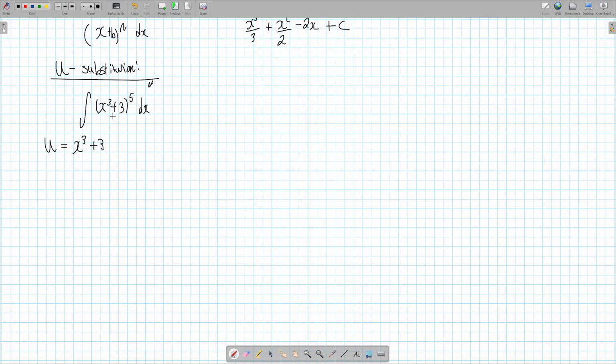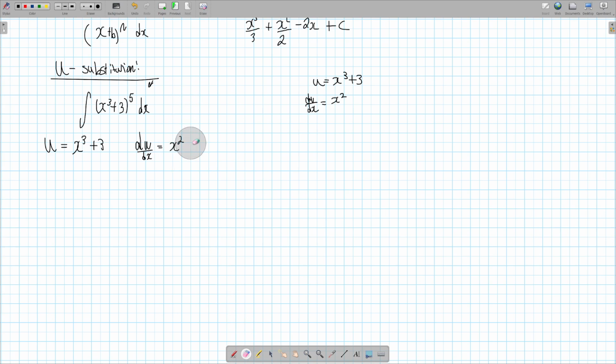Now you want this x cubed plus 3, you need to find what we call du. Du basically means derive it. Let's go back to our deriving. If you derive this, what do you get? You get du over dx, right? Because you're deriving u with respect to x, and you get x squared, right? So du over dx is going to be x squared.